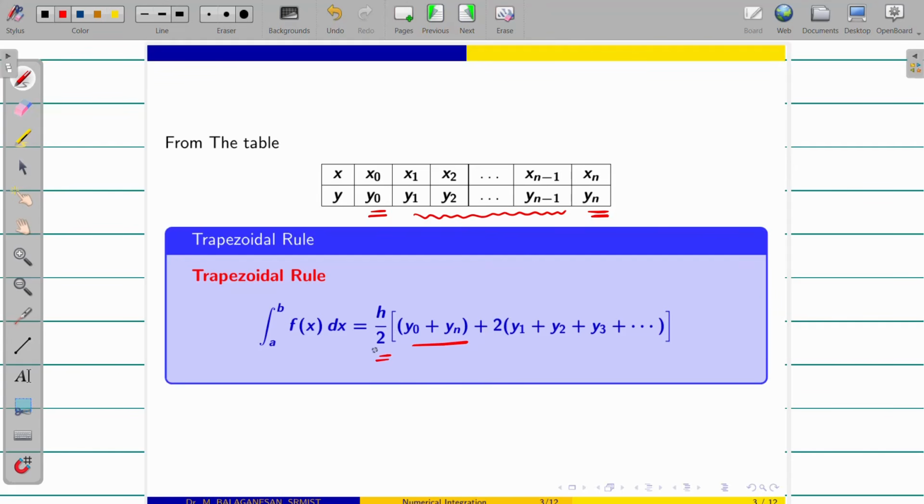So this is the formula for the trapezoidal rule. What you have to write for that integral is h by 2 times the first value plus the last value yn, and twice the remaining values, up to yn minus 1. You are not supposed to include yn in the remaining values. First value plus last value plus twice the rest of the values. This was the trapezoidal rule.